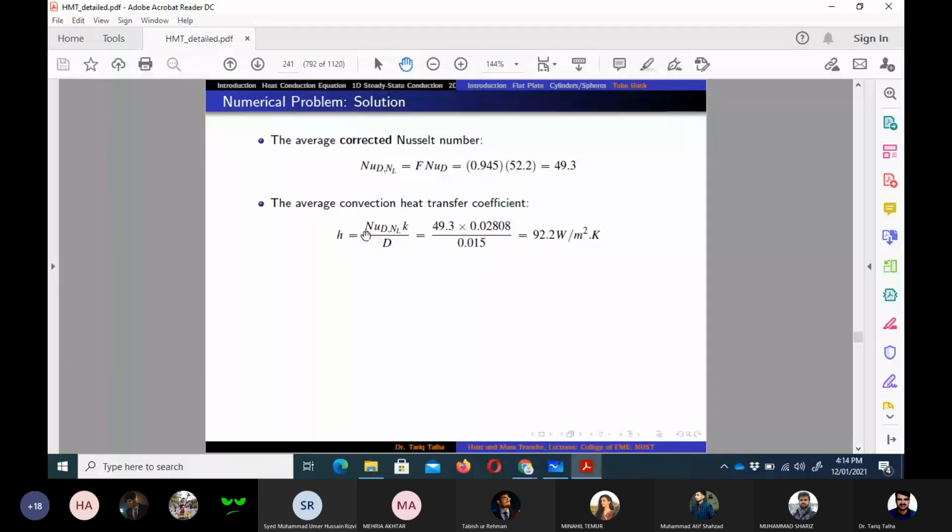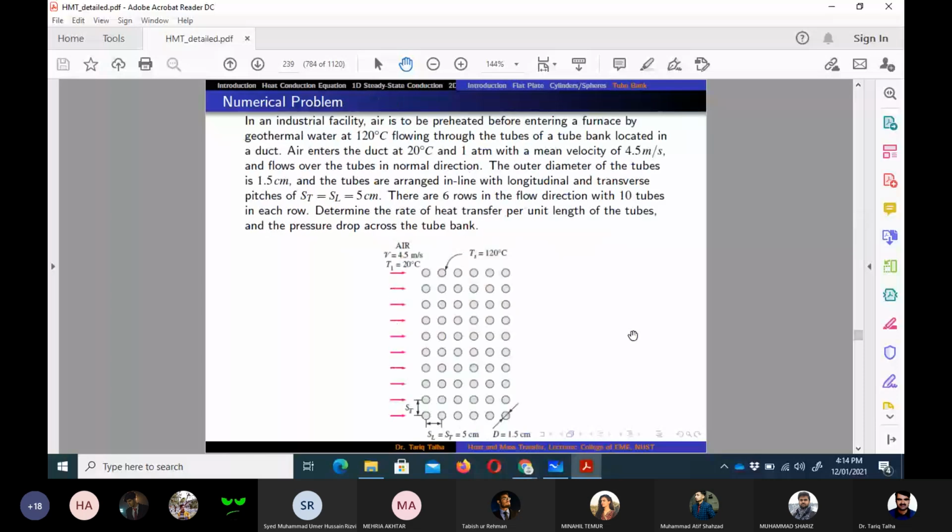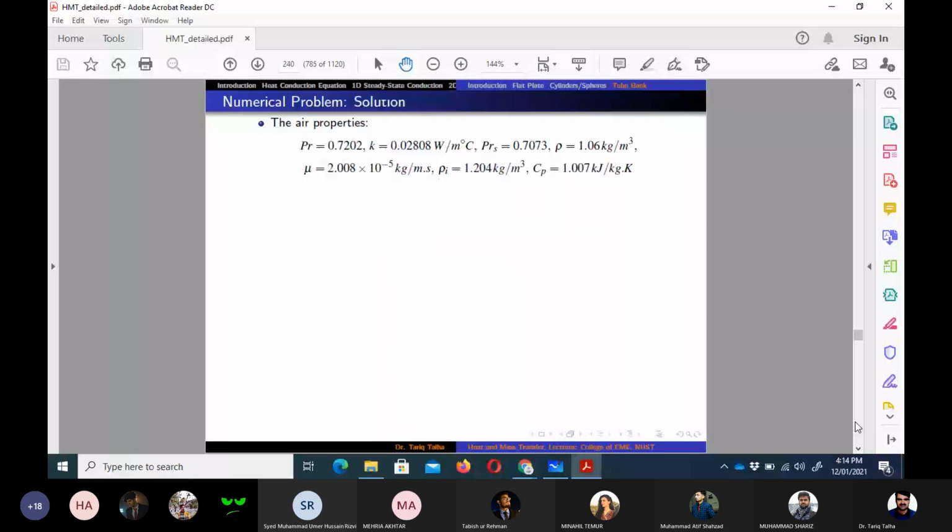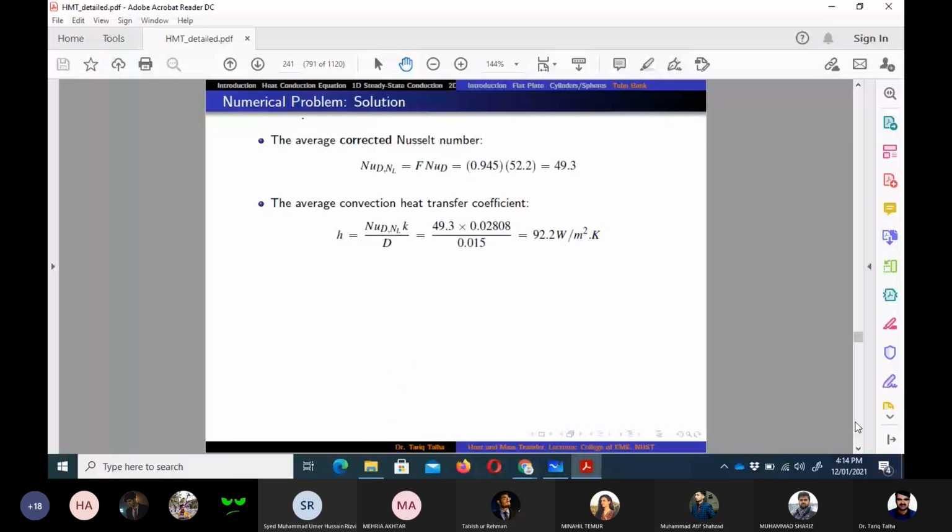So h would be equal to Nusselt number into k divided by d. k is k for the air, so that is 0.02808, and the diameter is 15 centimeter, maybe 1.5 centimeter, I think, not 15. So it is 1.5 centimeters. That's why it is 0.015 meter. So the h value comes out to be 92.2.